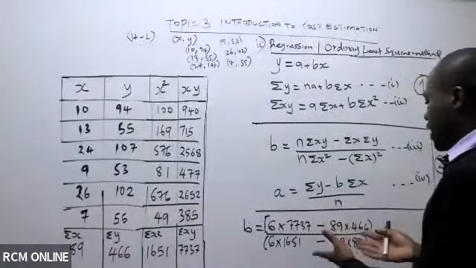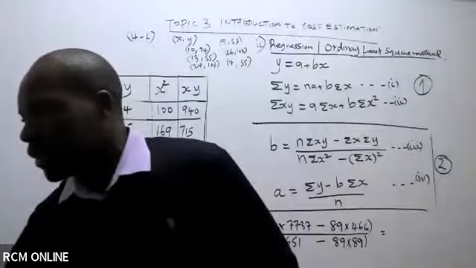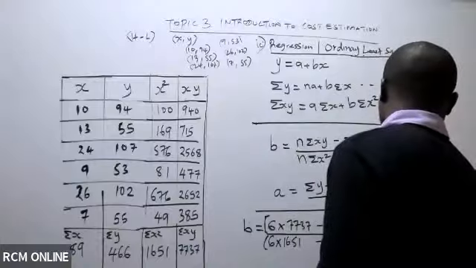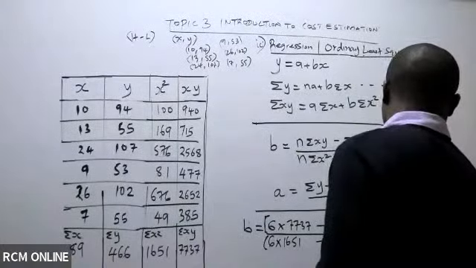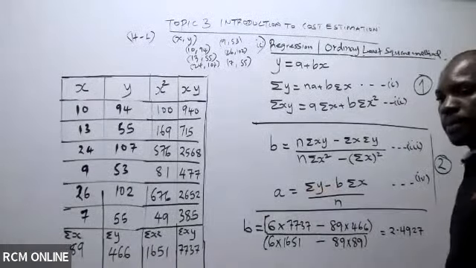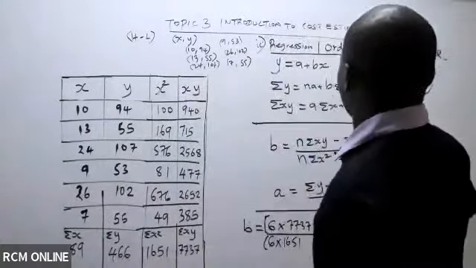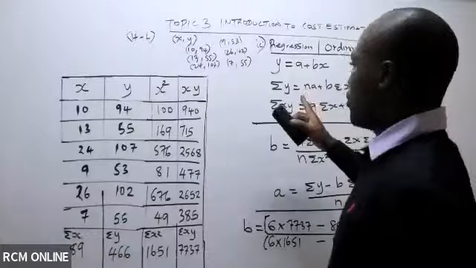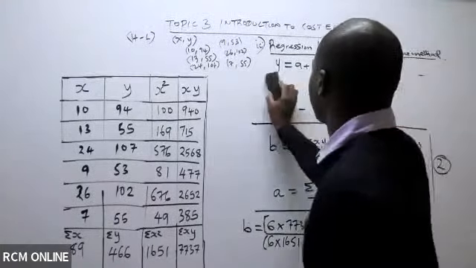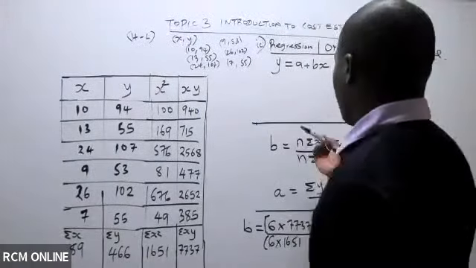Good. So that is the value of B, which I've been given somewhere here, 2.4927. So can we use that to get the value of A? We should. As an assignment, you're going to use this method, this first one, to get the same thing.